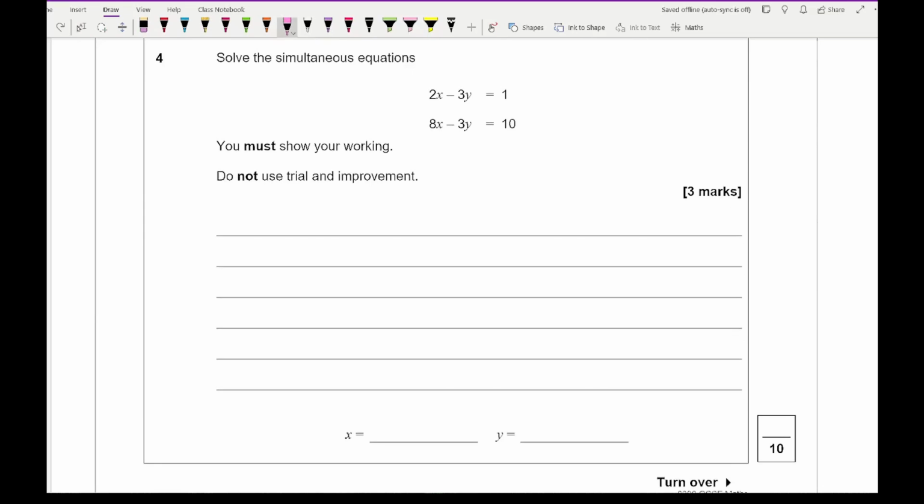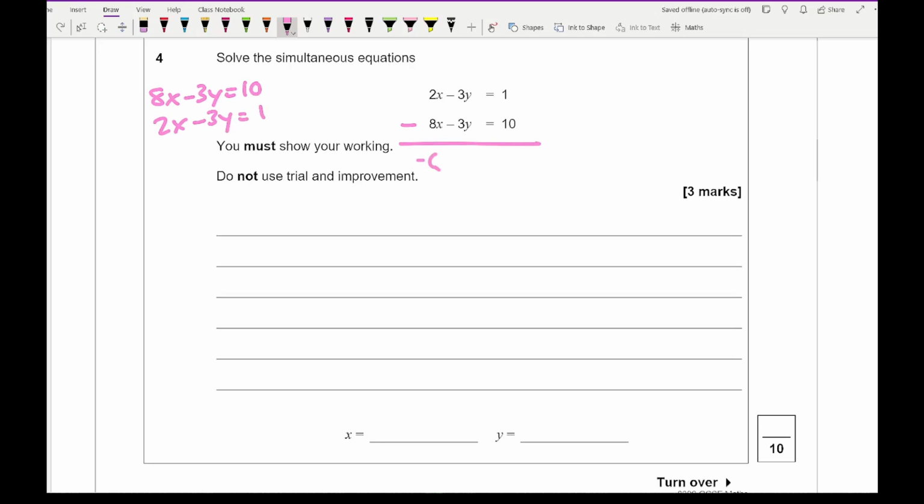Basically, do not use trial and improvement. Basically that means you can't guess. So you need to show your working out. So for this, I've got the same number of y's and the same sign, so I take away the two equations. Now here I'm going to end up with negatives, so if you're not happy with negatives, then just flip the two equations around. So you'd have 8x minus 3y equals 10, and 2x minus 3y equals 1. And then you won't be dealing with any negatives, but I'm just going to leave it as it is.